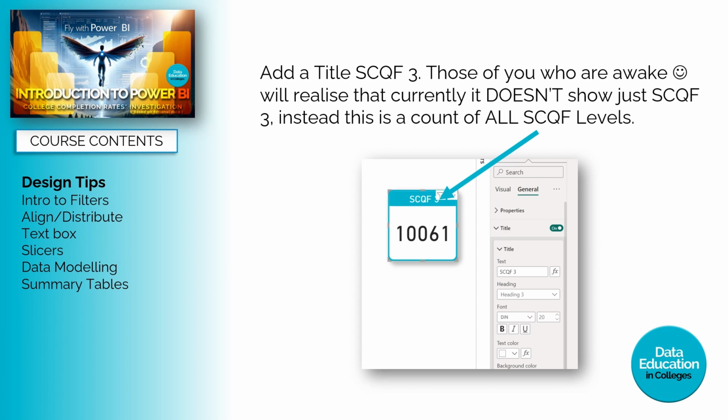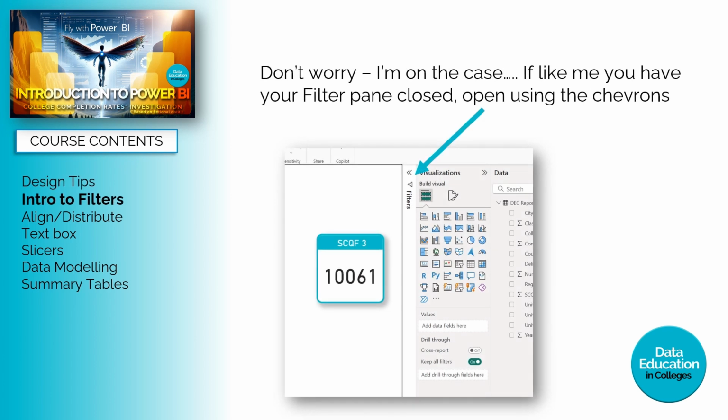If you're awake, you'll be aware that at the moment, it doesn't show just SCQF3. At the moment, it's a count of all SCQF levels. If you've got your filter pane closed, and I do this quite a lot if I'm on a smaller screen, open it up using those chevrons.